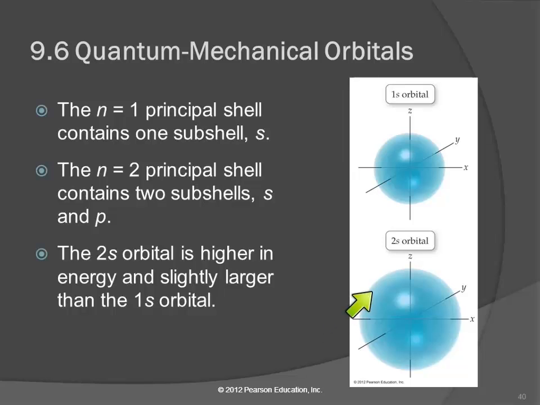The S subshell on the second level, second shell, looks very much like the 1s. The difference is that it's a little bit bigger, and it's higher in energy, but it's the same shape. All the s orbitals are shaped like a sphere. So the 2s orbital is bigger than the 1s, and the 3s is bigger, and the 4s is bigger. And so you can kind of imagine them as just concentric spheres.